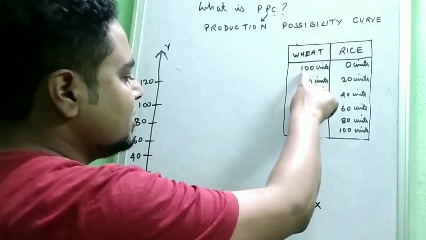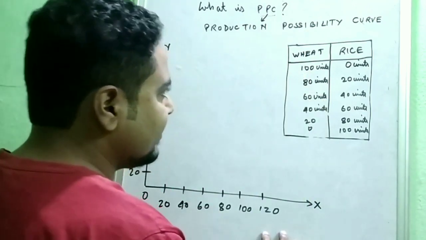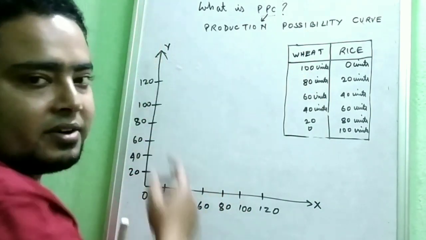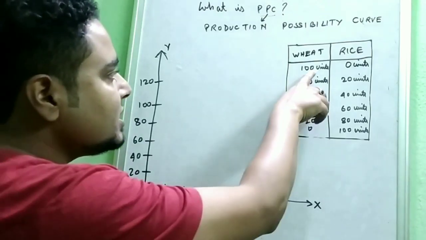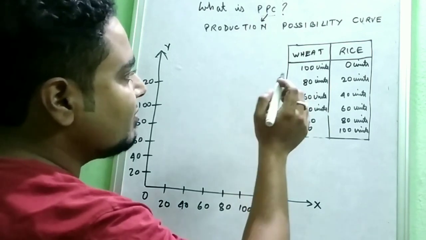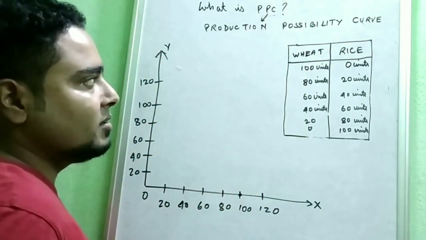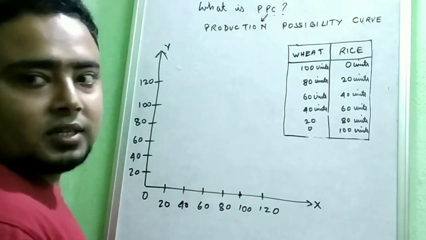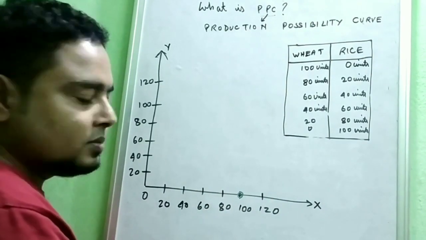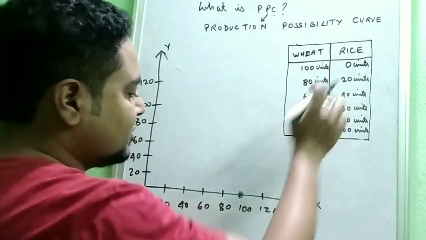So first of all, you see this 100 units. So wheat is 100 units. This side I have taken wheat, this side I have taken rice. So if wheat is 100 units, then production of our rice is how much? 0. So this point will be here, first point. So first point I have pointed 100. That is our first point.